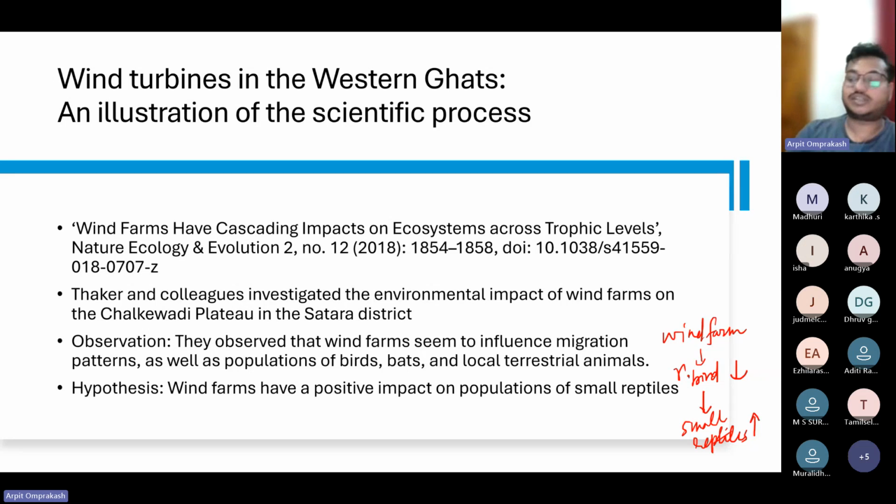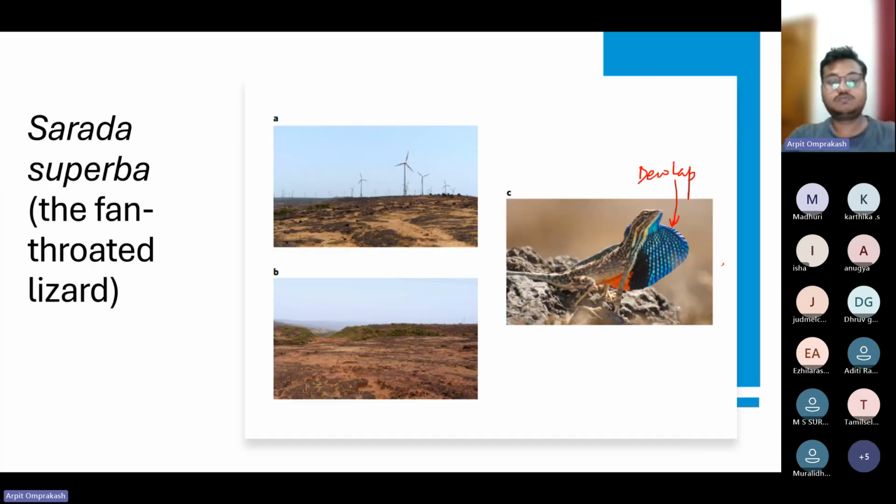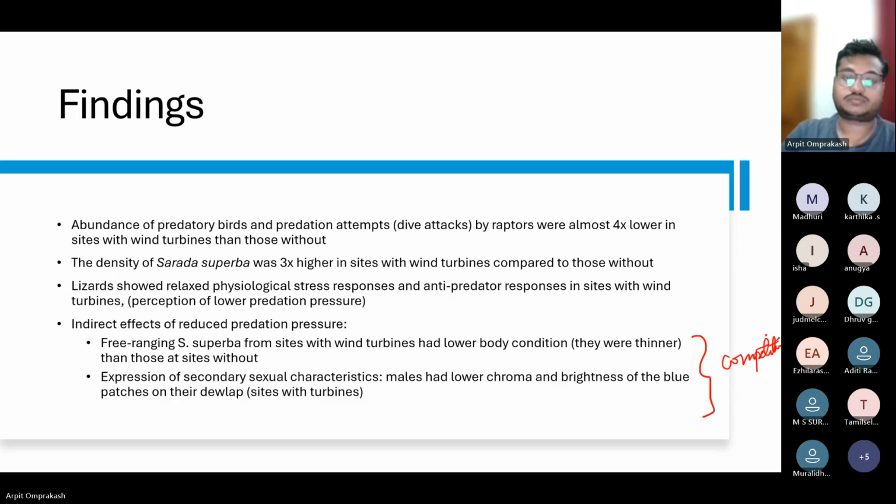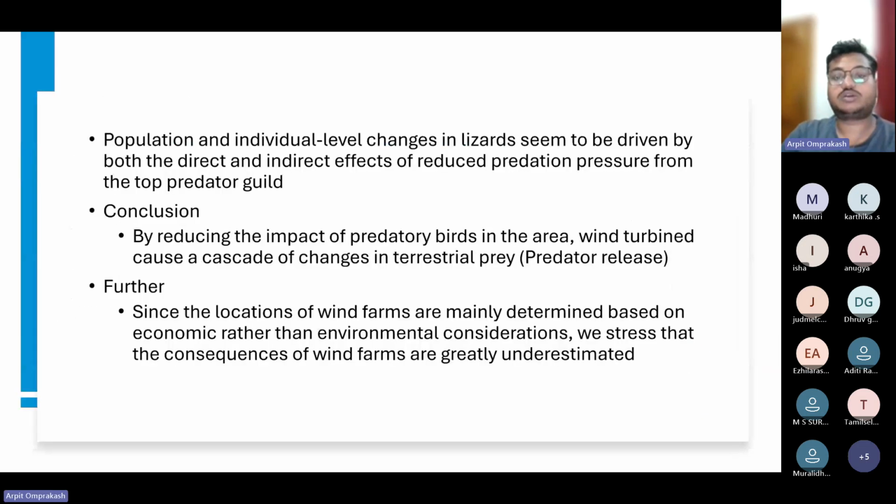They were like, how does it affect populations of small reptiles? Then they had a hypothesis that they have a positive impact on the population of small reptiles. Then they did a test where they tested for the abundance in areas with wind farms and areas without wind farms or wind turbines. And then they had these results and they interpreted, and their hypothesis turned out to be correct. Right. And then they wrote it up and sent it.